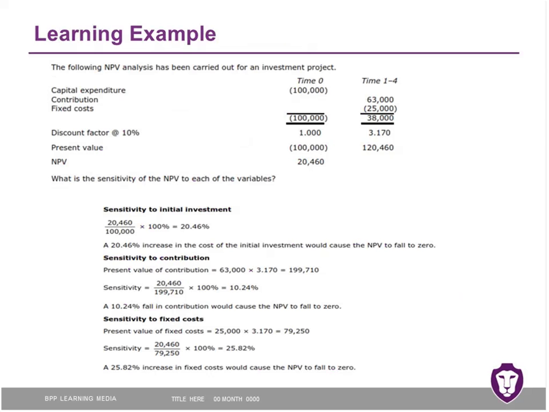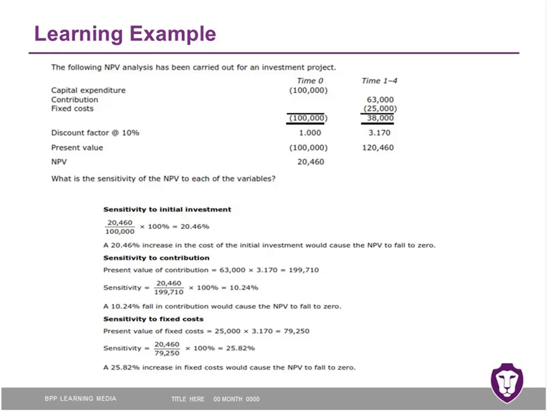Here's an example for you. We've got a net present value with a $100,000 investment. We've got some contribution and some fixed costs, and the same amounts for every year. We've discounted at 10%, and we've got a present value of $20,640. You might get asked a simple question like this: what's the sensitivity of this net present value to each of the variables? The initial investment, the contribution, the fixed costs. And you can simply work it out with these calculations here.